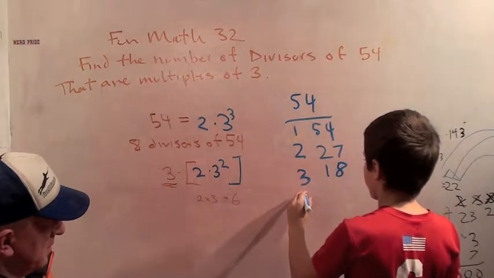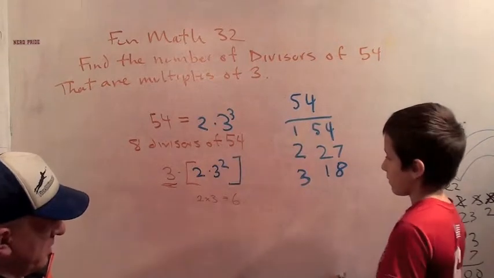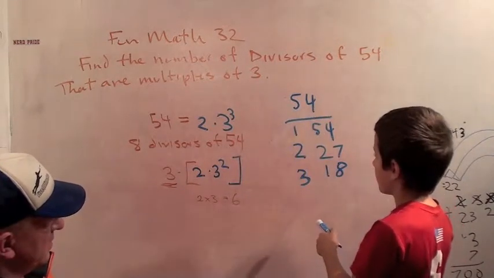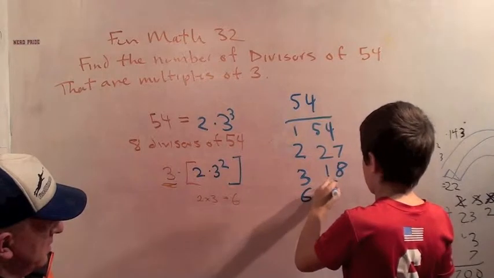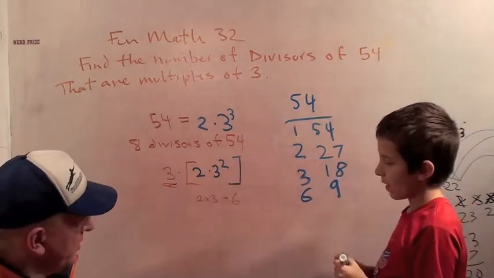Not 4. Not 5. 6 and 9, 6 times 9. And we can actually stop there because we know there's only 8 of them, and we just wrote down 8.